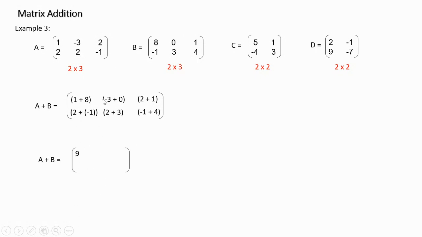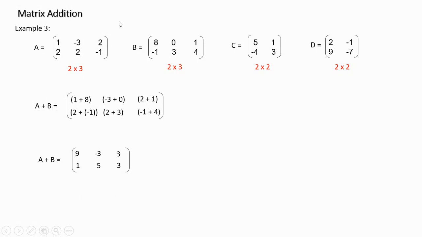That'll be 9, -3, 3, 2 plus -1 is 1, 2 plus 3 is 5, and -1 plus 4 is 3. Okay, now, if you want, because most of the times the homework is done on MyMathLab, you can skip this step. You can just go, but be real careful that you're doing it right.